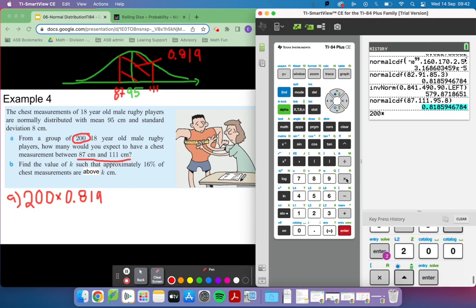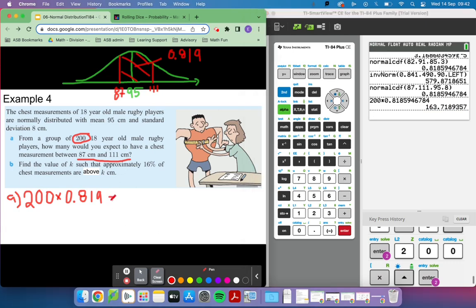You can simply go up, enter, and enter again. So we're going to get that we're estimating to have about 164 if we round to three significant figures. So out of the 200, we're expecting to have about 164 that are in this range.